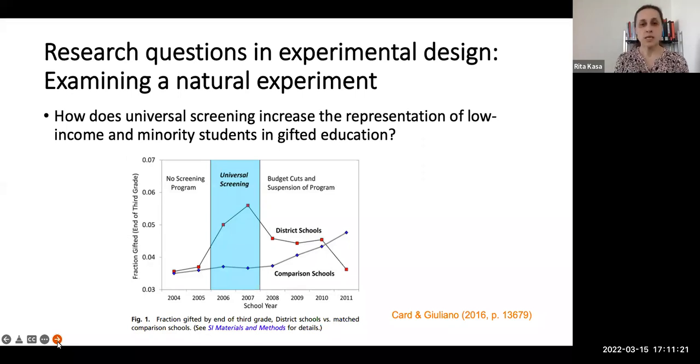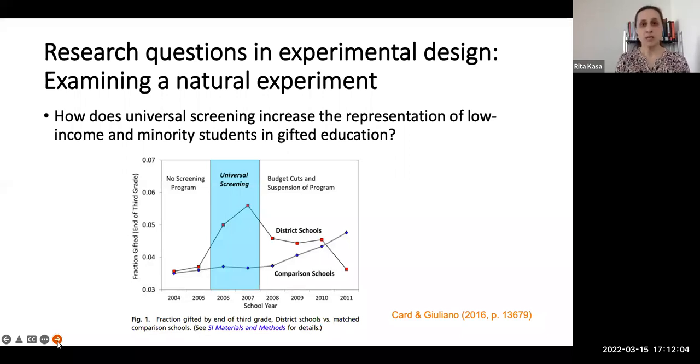So what this study demonstrated by capturing this natural experiment of a program implementing universal screening for gifted education among all students, which also included low-income and minority students, is that indeed parents and teachers, if they need to decide who is gifted or which student qualifies to be assigned to a gifted education program, tend to underreport students with potential who come from low-income and minority backgrounds.